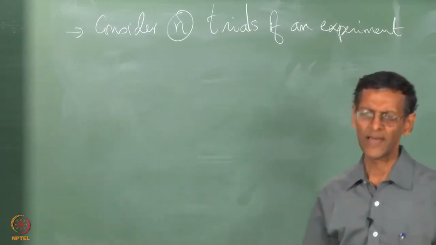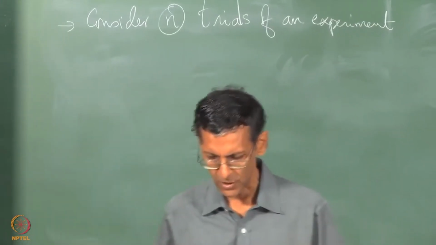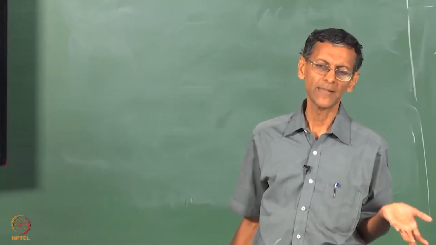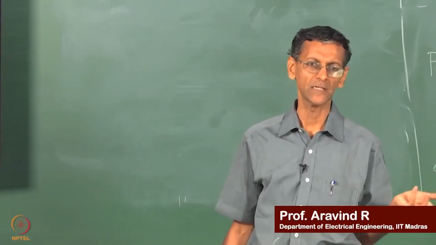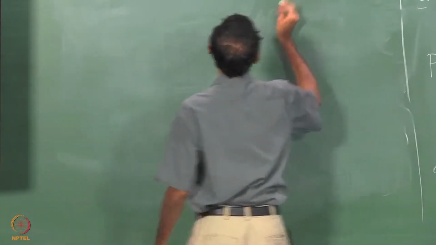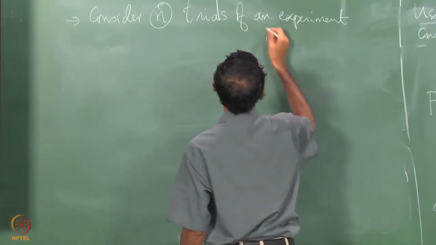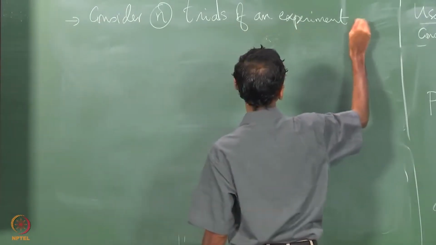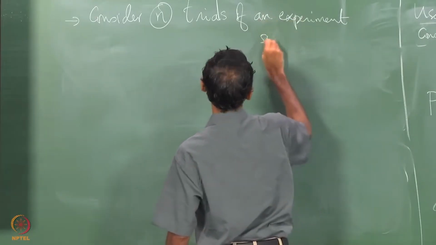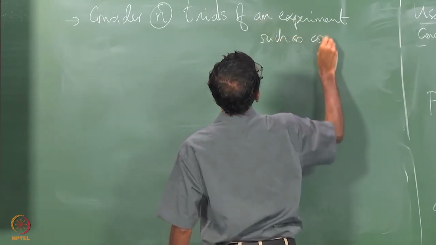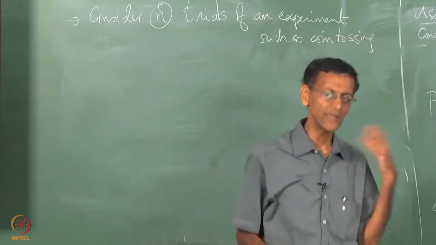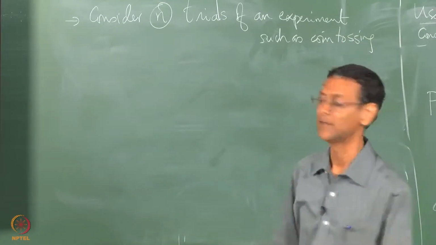Now this is an experiment where an event A occurs or does not occur, where you are only concerned with success or failure. For example, coin tossing. That is to say, you are only interested in success or failure, or head or tail.